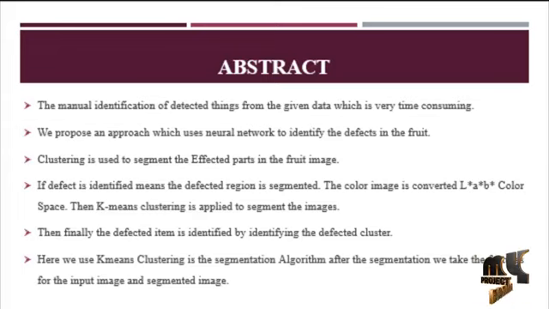After the segmentation, we take the features for the input image. On the segmented image, the features are extracted using shape features and texture features. Local binary pattern is a texture feature, and CNN is also used for feature extraction. The features are extracted for the input image and all the images in the database. The extracted feature values are passed into the neural network classifier. The neural network classifier classifies the image as normal or defected.